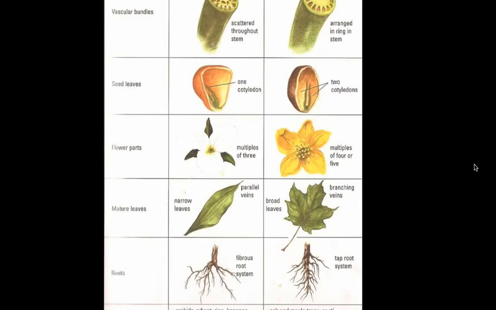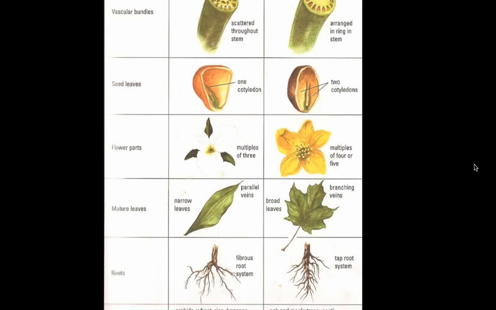So you'll see it here. The monocots have scattered vascular bundles. Dicots are arranged in a ring. When you're looking at the seeds, you'll also see this one has one cotyledon, and this one will have two. If you look at the flowers, the monocots have multiples of 3, and the flowers for the dicots will have multiples of 4 or 5.